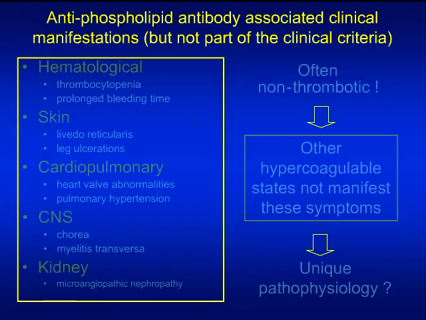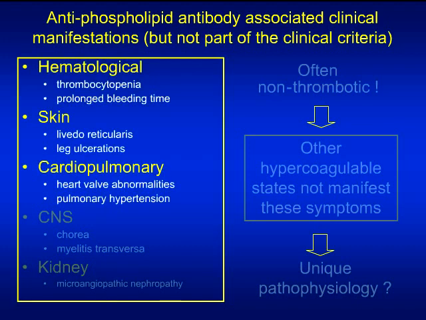Next to that, you very often see other clinical complications in these patients. They are not officially part of the clinical manifestations that define the syndrome, but you very often see them. You see hematological problems like thrombocytopenia, prolonged bleeding time, hemolysis. You see problems in the skin, livedo reticularis. Cardiopulmonary problems, especially heart valve abnormalities, are very often seen. Neurological problems and also nephropathy.